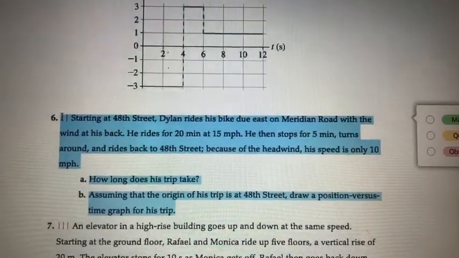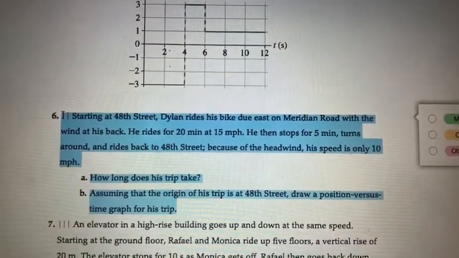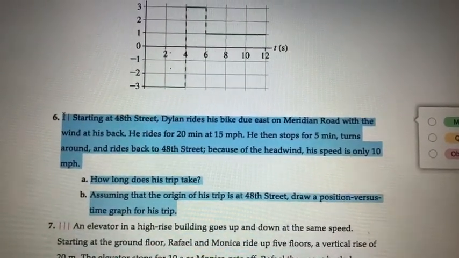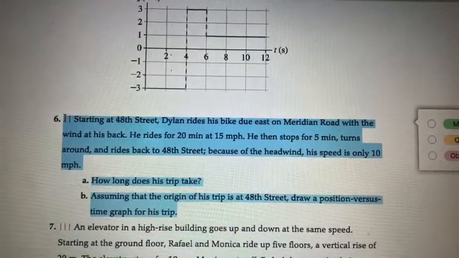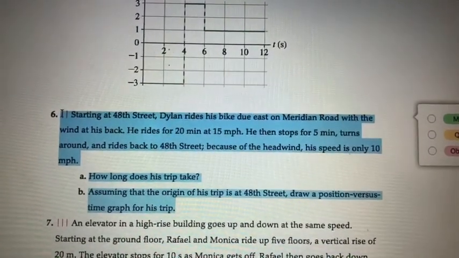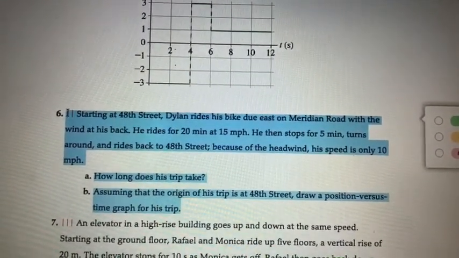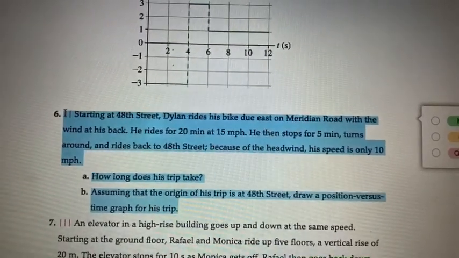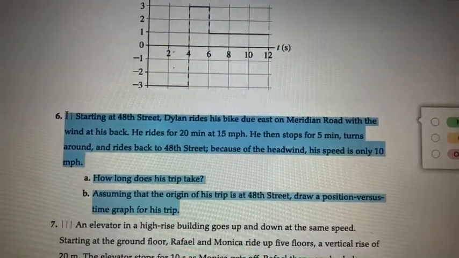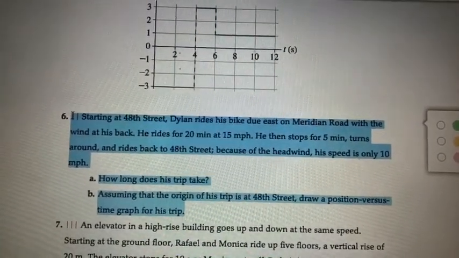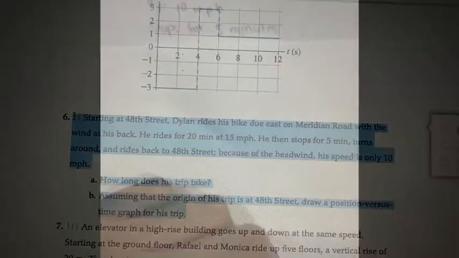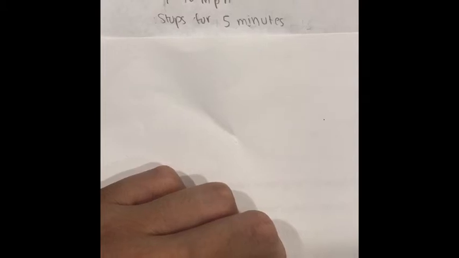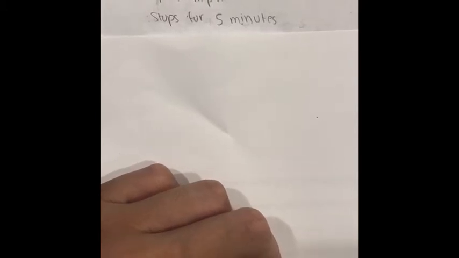He then stops for 5 minutes, turns around, and rides back to 48th Street. Because of the headwind, his speed is only 10 miles per hour. Part A asks, how long does this trip take? And Part B, assuming that the origin of his trip is at 48th Street, draw a position versus time graph for his trip.